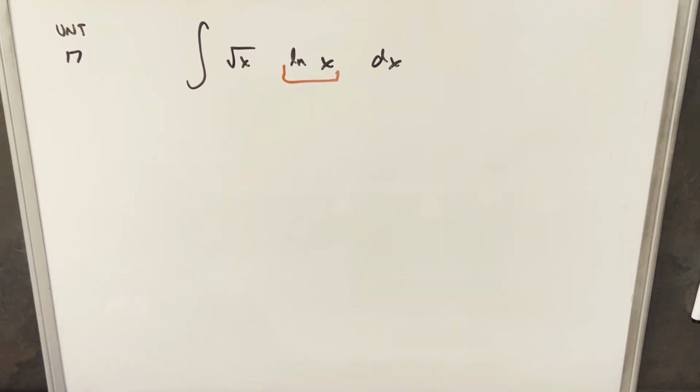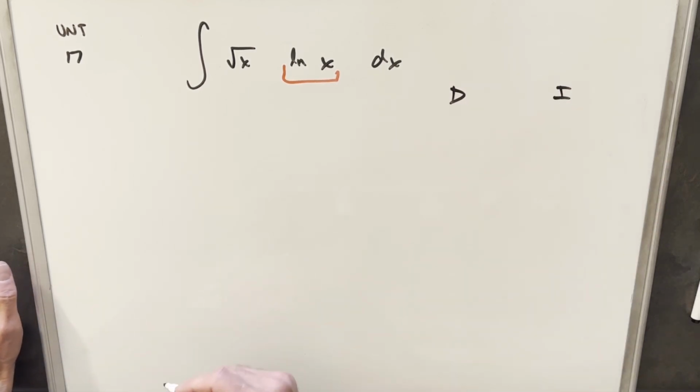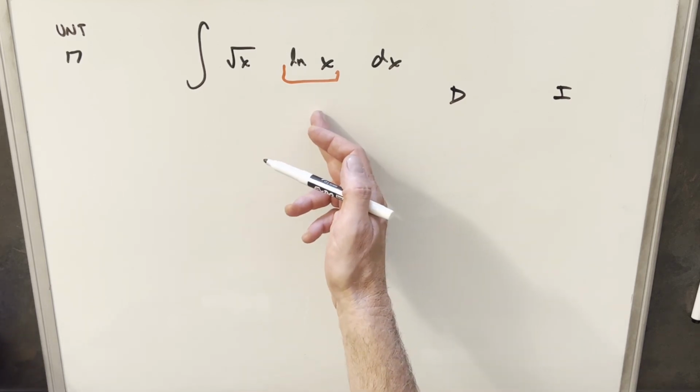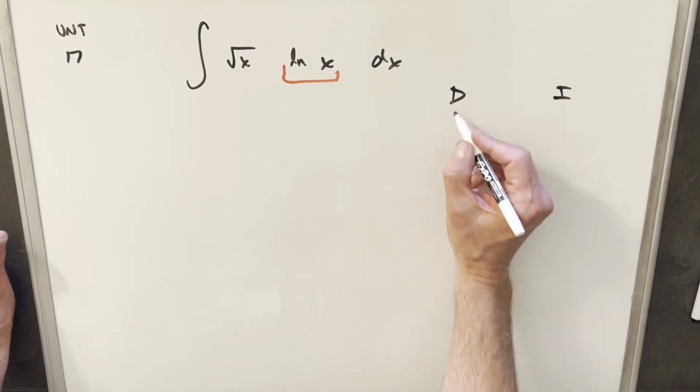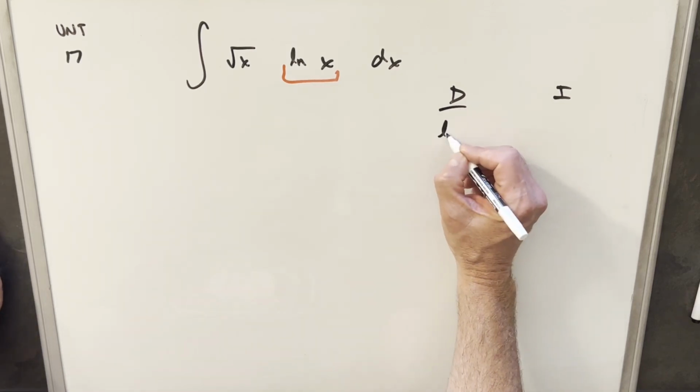Typically when we have an ln x, unless there's an obvious u substitution, we often go to integration by parts, and that's what I'm going to do. So let's use integration by parts on this, and we'll use the DI method. And typically, the way you solve ln x is with integration by parts.